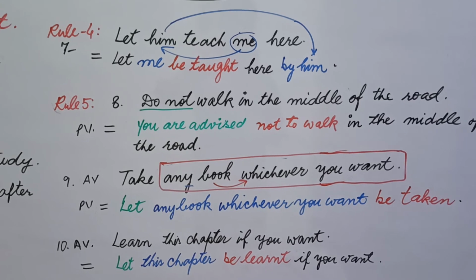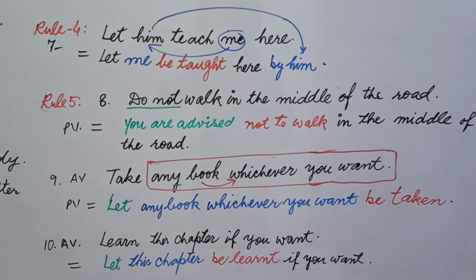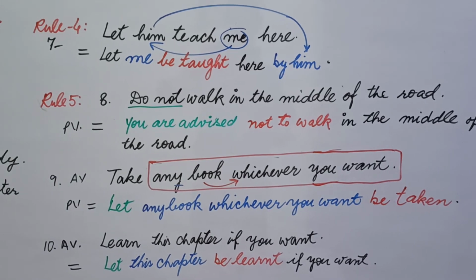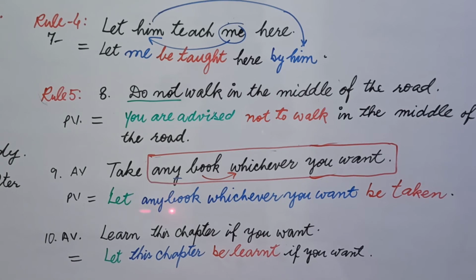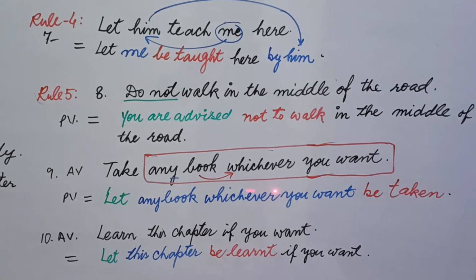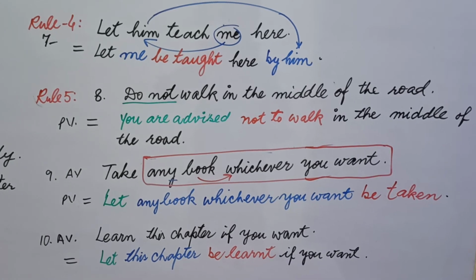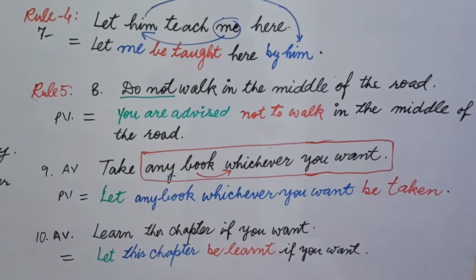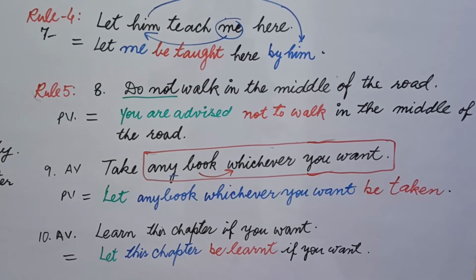And whenever an adjective clause or any adjective is connected to the noun, to the object, you take the whole group of words as an object. That's why I did here. And let the object is any book whichever you want be taken. You can also put a comma here so that it may be disconnected from be taken. But I think you must remove your confusion here.